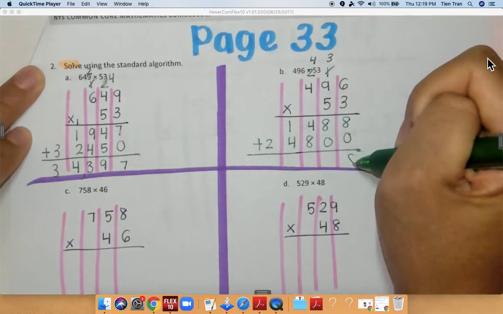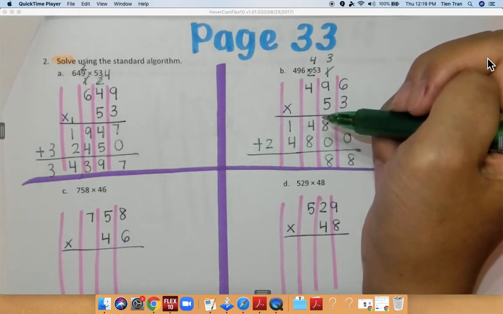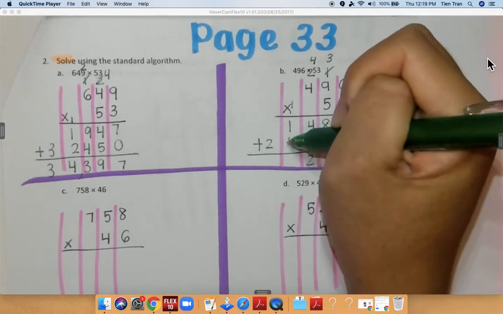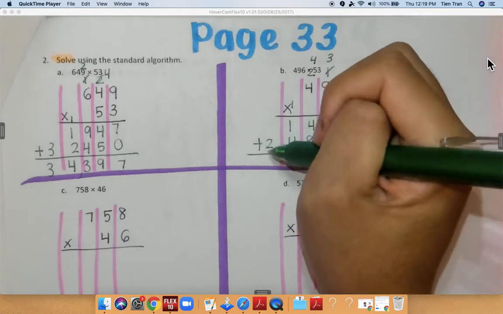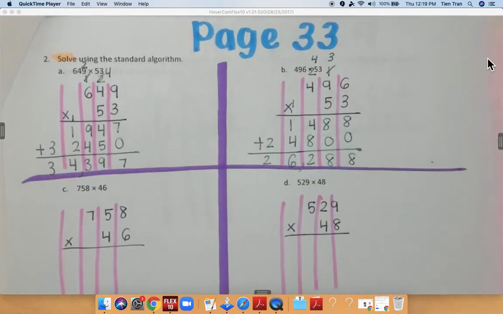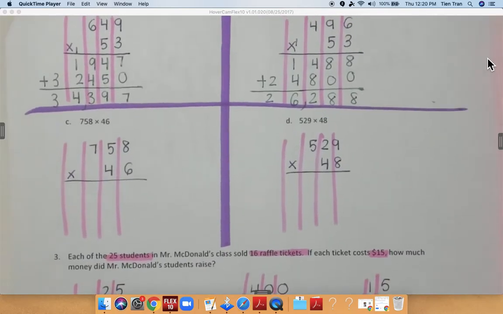8 plus 0 is 8. 8 plus 0 is 8. 8 plus 4 is 12. Sorry, 4 plus 1 plus 1 is 6. Bring down my 2. I get 26,288. Now I'm going to move on to problem C.